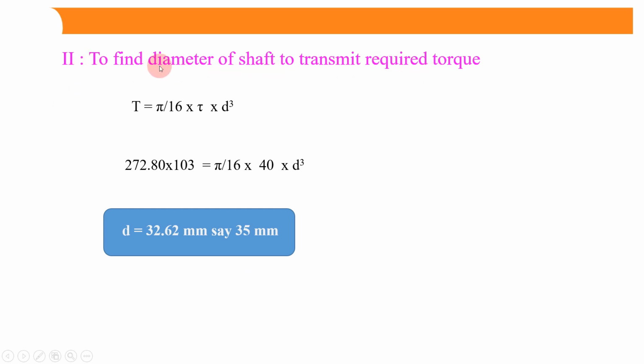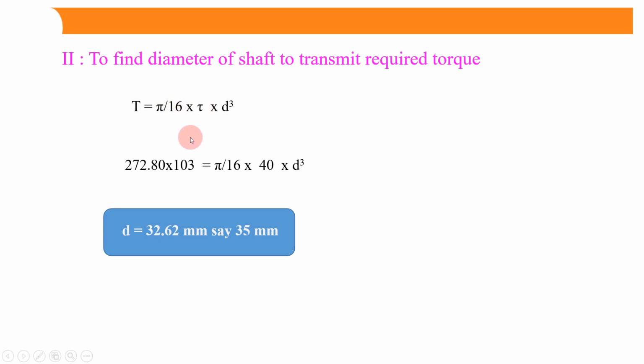See guys, to find the diameter of shaft to transmit required torque. This is step number 2 of design of flange coupling. So T is equal to, what is the relation for that? T is equal to pi by 16 into tau into d cube.